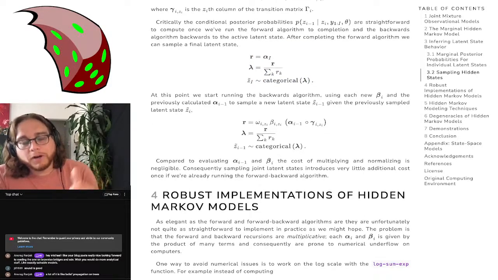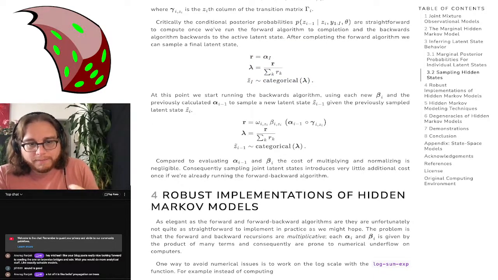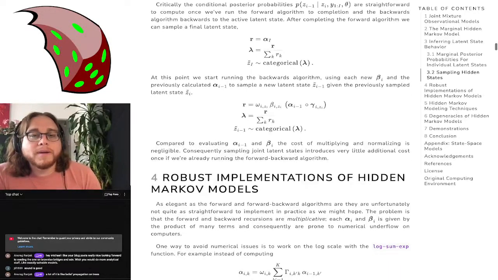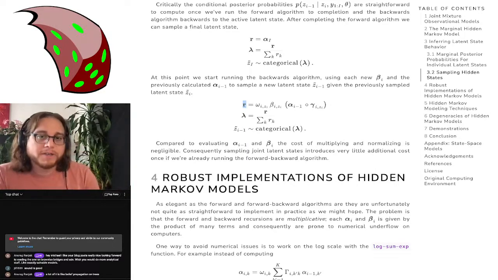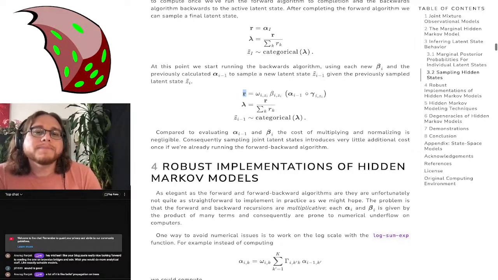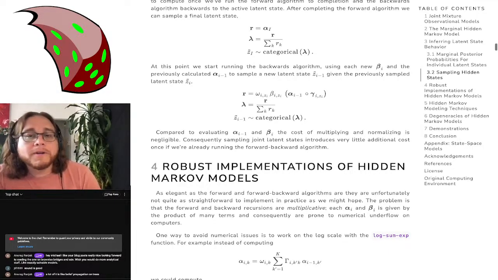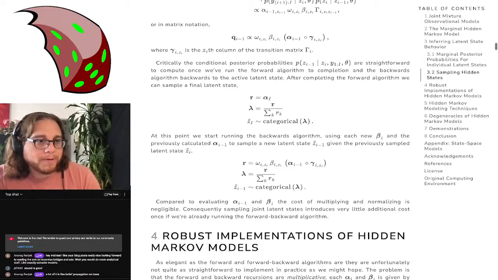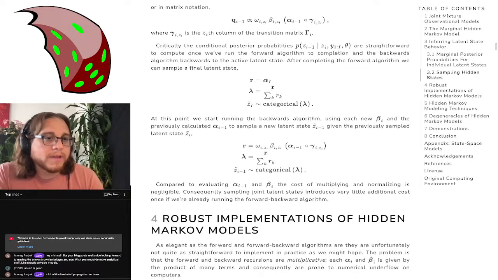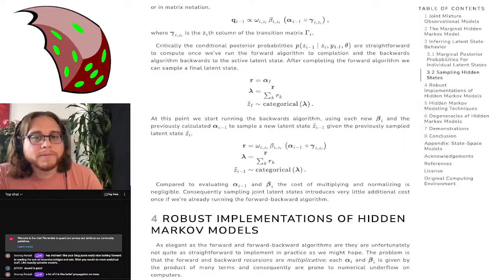Then we can start running this recursive reverse conditional sampling, where we compute the conditional probabilities of zi minus 1 given zi and all the observations, normalize that into probabilities, sample from that, and then continue going on. And you'll notice here that we don't even do matrix vector multiplication anymore. This is just linear operations, and so this is basically trivial compared to the cost of the forward and backward algorithms.